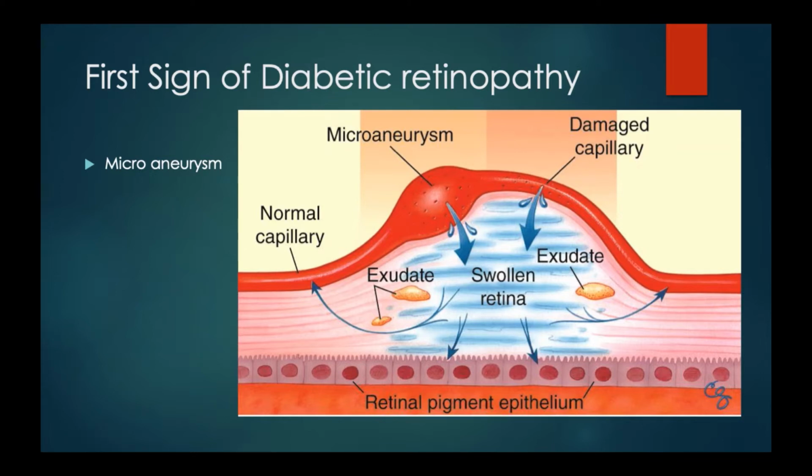And these red dots or microaneurysms can burst and cause hemorrhages. They leak fluid as well, causing swelling in the retina, and that in turn makes the vision a bit blurry as well, and also some leakage of plasma, which we see as yellow deposits known as exudates.